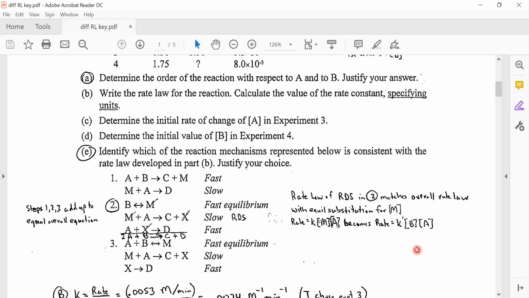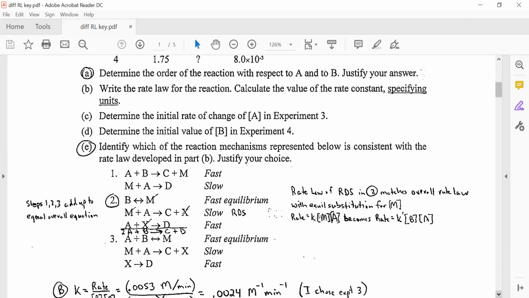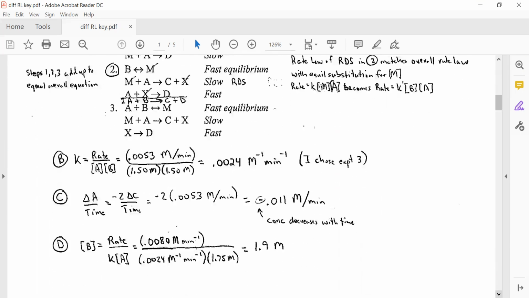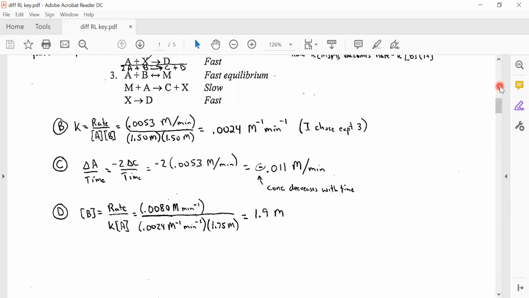And again, I'm not too worried about the prime thing right there. All right, that is another example of in-the-box thinking with the differential rate law in solving those problems.